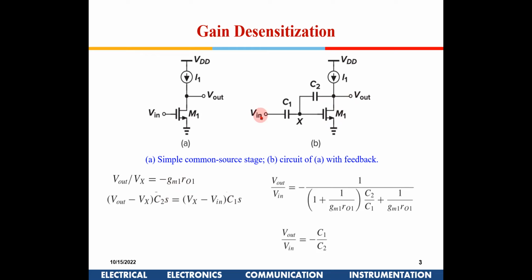Now, if I see the current which is coming from Vin, there is no current which will flow into the M1 transistor, right? Again, we are making one more assumption here, that the gate capacitance is much lower than C1 and C2. So the current which is flowing into the X node has to flow through C2. We are trying to equate those two currents. So the current will be (Vout minus Vx) into C2, and that will be equal to (Vx minus Vin) into C1 into s.